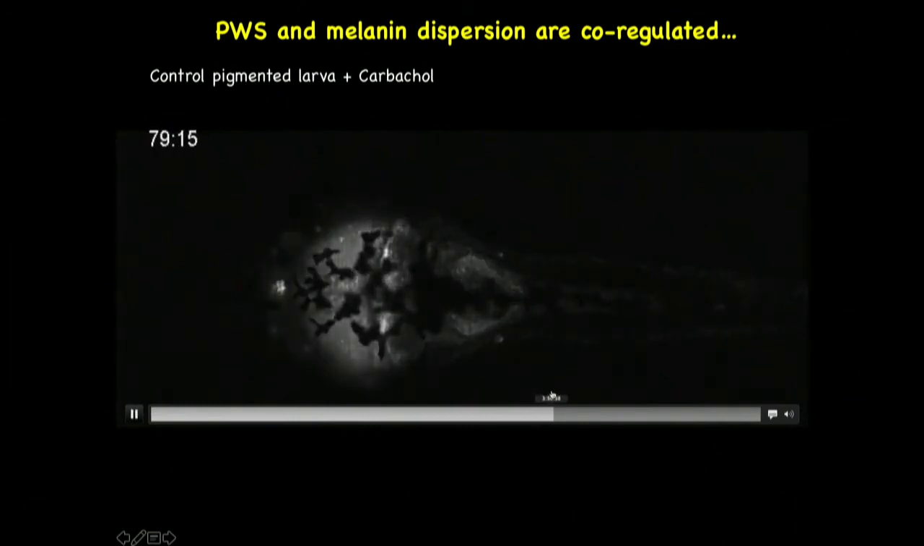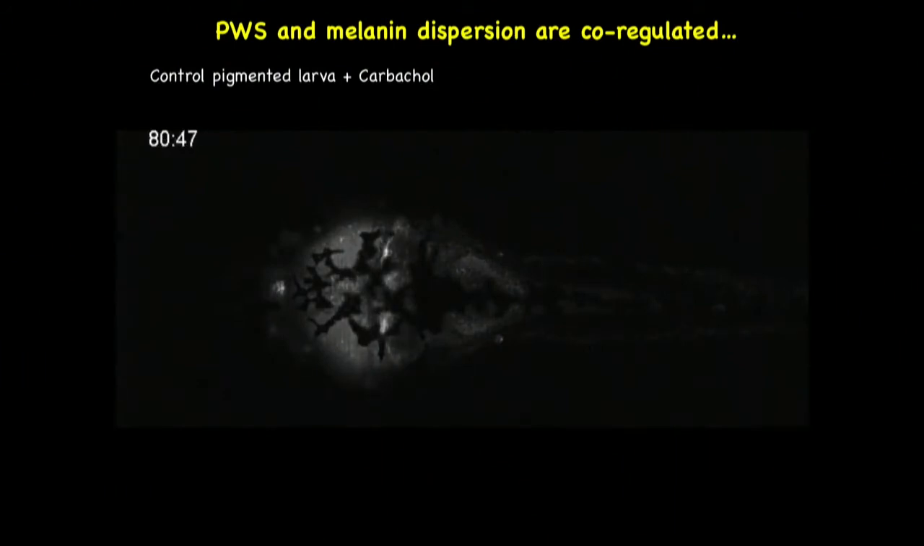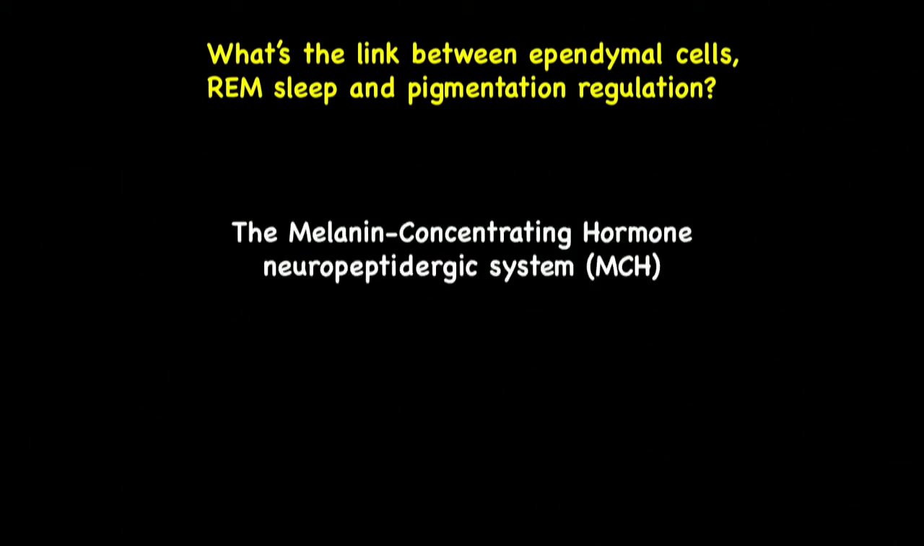And so we had a perfect correlation between those PGO wave-like propagations and the pigmentation of the fish, which, when you're a geneticist, is kind of a dream, when you have a color associated to your genetic trait. In this case, it was interesting to us because in addition to this ependymal cell activation, it was giving us a link. So what is the obvious link between REM regulation and pigmentation? It's the melanin-concentrating hormone neuropeptide system.